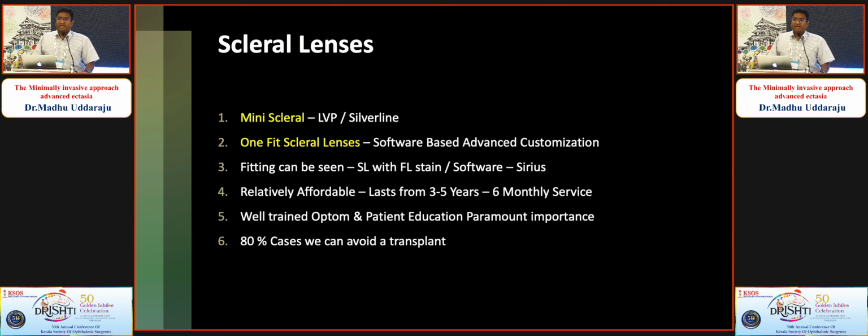For the initial trial, you have to spend at least 4 to 5 hours, make the patient wear them, and make them stay back in the hospital at least for 4 to 5 hours. Make sure that the fit is good, the patient is comfortable, and knows how to put the lens on and off. So if you are able to do this perfectly, in 80% of the cases you can avoid a transplant altogether.